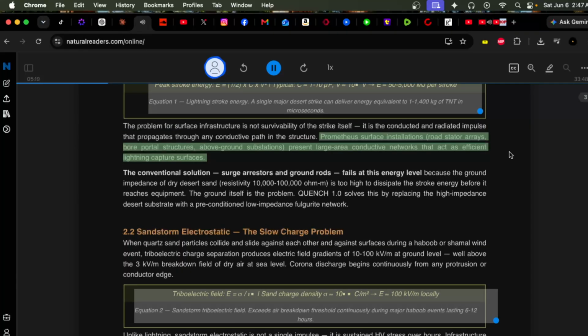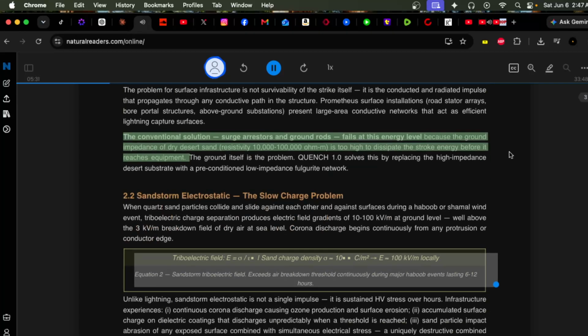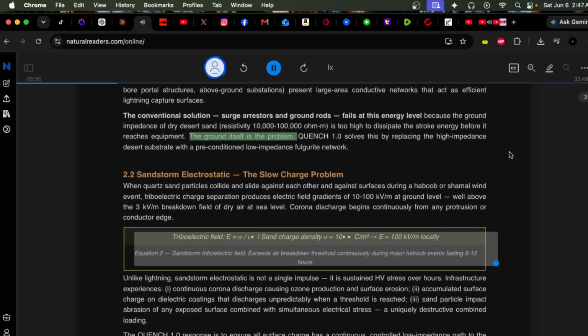Prometheus surface installations present large area conductive networks that act as efficient lightning capture surfaces. The conventional solution, surge arresters and ground rods, fails at this energy level because the ground impedance of dry desert sand is too high to dissipate the stroke energy before it reaches equipment. The ground itself is the problem. Quench 1.0 solves this by replacing the high impedance desert substrate with a preconditioned low impedance fulgurite network.